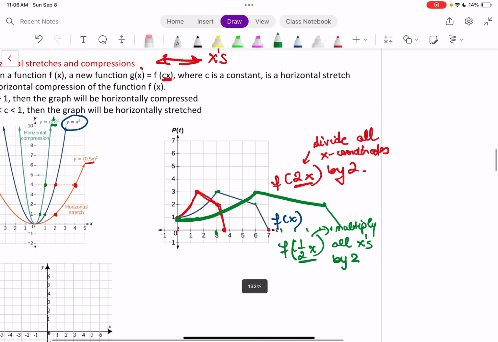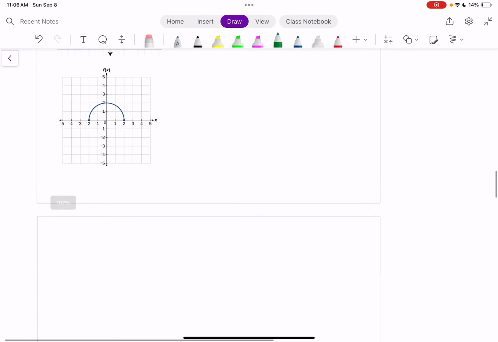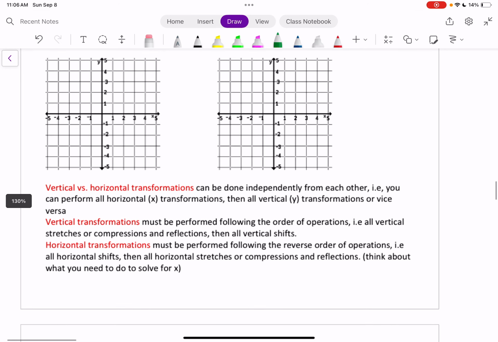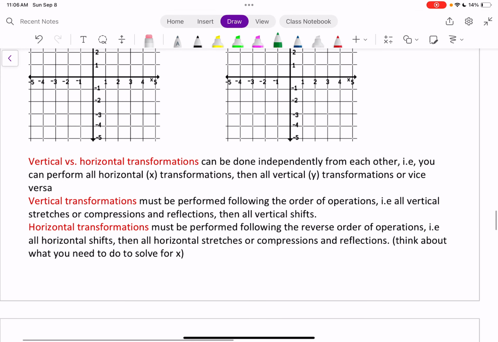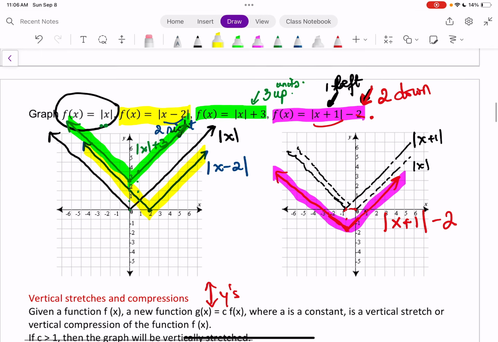Now, really, just to summarize it, I did write it down, but I don't want to keep... Where did it go? So when you think about the horizontal transformations, you have to always think about it's the opposite. So what you always think is, what would you need to do to solve for x, to get x by itself? So that's really the trick of figuring out what the changes are.